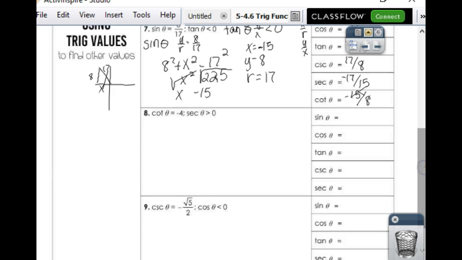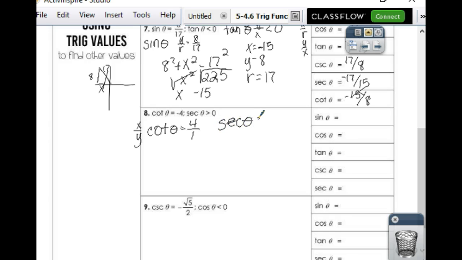Okay, so the next one, I have the cotangent of theta equals negative 4. Well, what does the cotangent equal? X over y, and the cotangent of theta, I know it's 4 over 1, and I know it's negative. So either the x is negative or the y is negative. And I don't know which one, because like what happened on the last problem, I don't know which one it is. Okay?